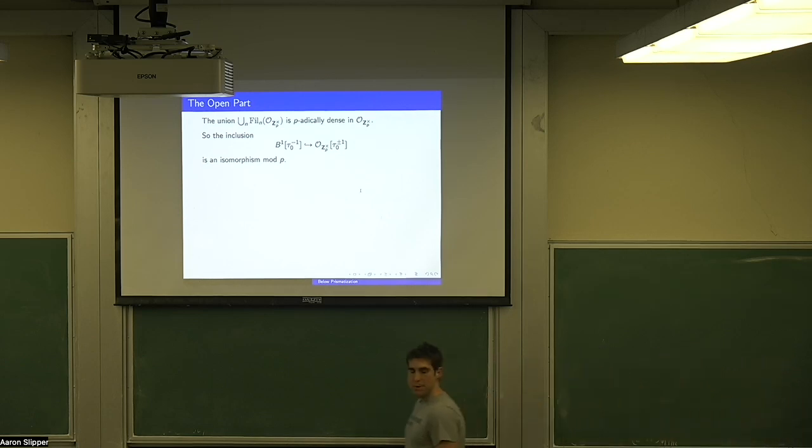So if you take V1, which is this Rees algebra, and you invert the Rees parameter, then mod p, it just looks like you took O(Z_p star) and added a formal parameter, which is invertible.